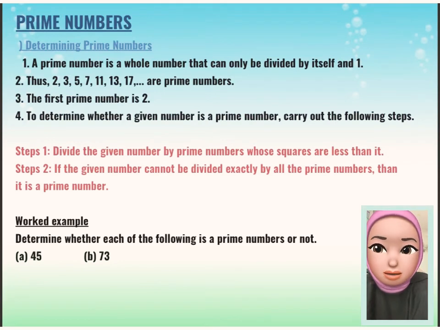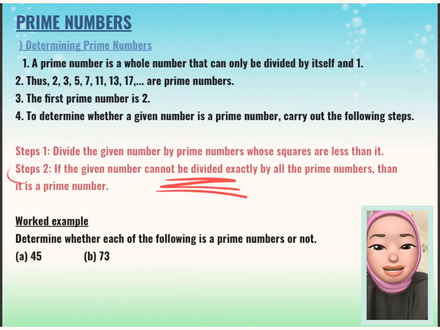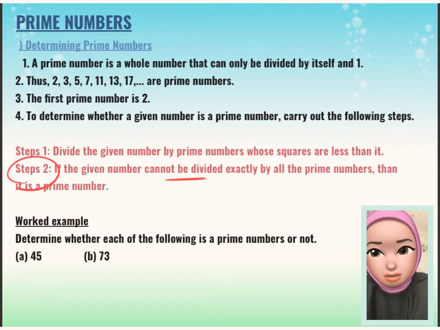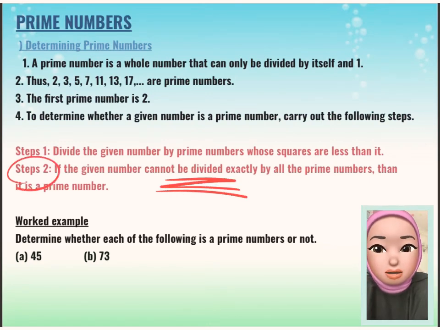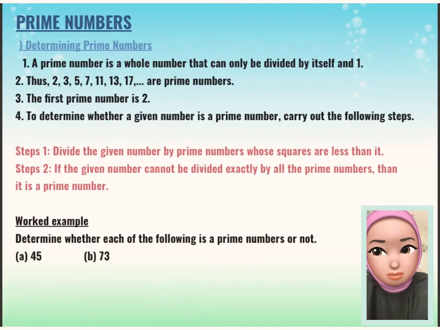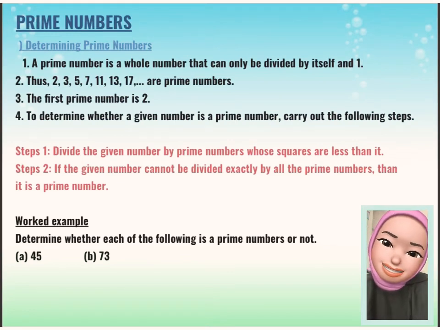To determine whether a given number is a prime number, you need to carry out the following steps. Step 1. Divide the given number by prime numbers. Then, step 2. If the number cannot be divided exactly by all the prime numbers, then it is a prime number. Look at the example. Determine whether each of the following is a prime number or not. A, 45. B, 73. So let us look at the solution.